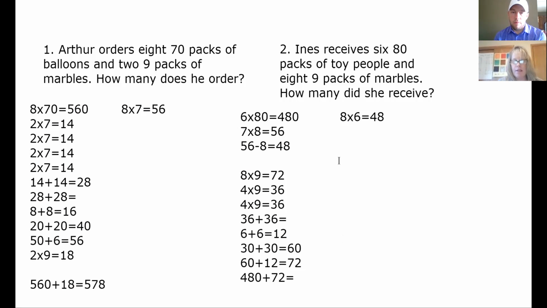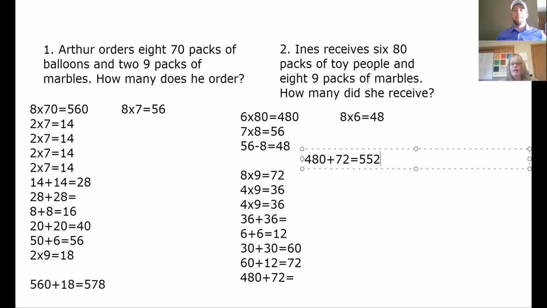I'm just going to start another box. I don't know why this is not working, but 480 plus 72, you said equaled 552. Correct. And when you were talking, did you want me to type anything down of how you got 552? I apologize. I was having technical difficulty on this side. I think we're okay.